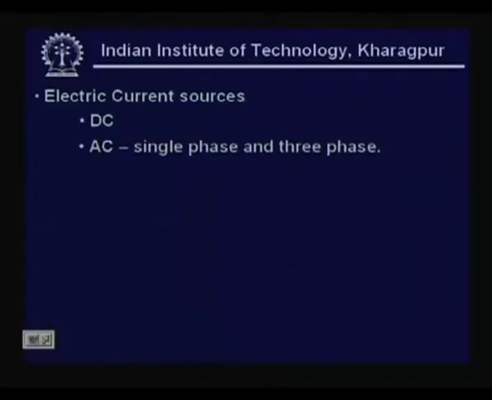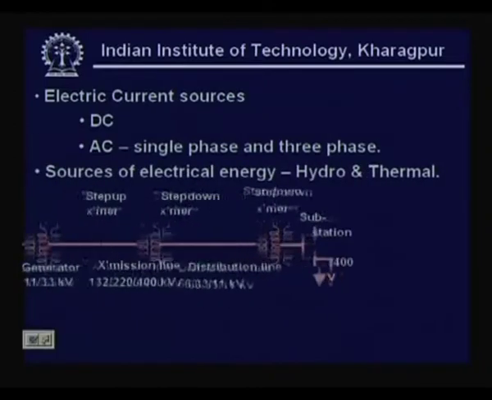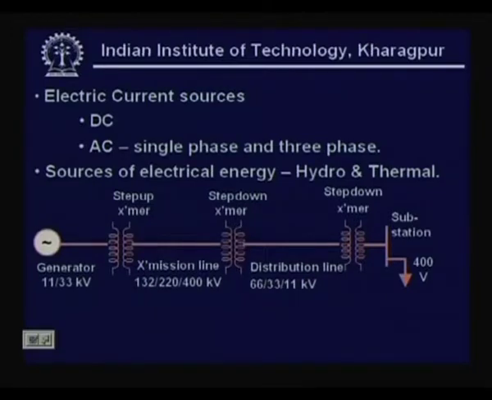Electric current sources, DC or AC: we are trying to recall what has been done about the electrical current sources. They are either from hydro or thermal, and the picture here depicts the complete power system. One could see a generator which could be generating at 11 kV or 33 kV, which is stepped up, and a transmission line maybe at 132, 220 or 400 kV transmits, which is stepped down for a distribution line which could be distributing at 66, 33 or 11 kV, and which is further stepped down and through a substation supplies the loads at 400 volts. We will look into what this connotes.